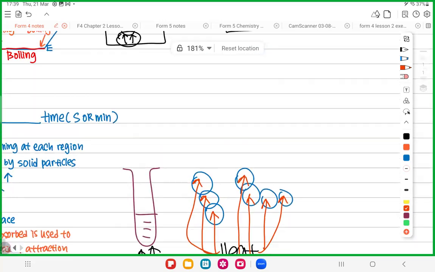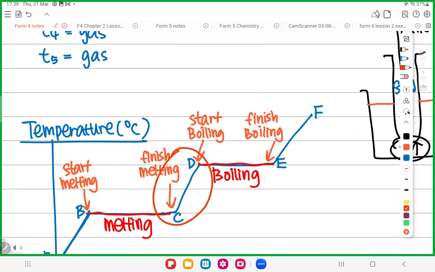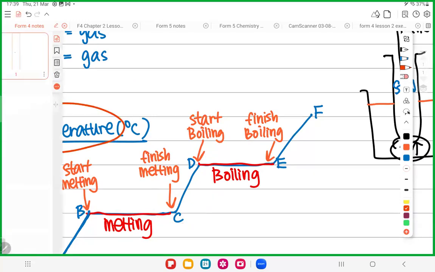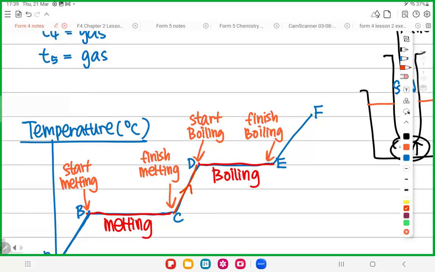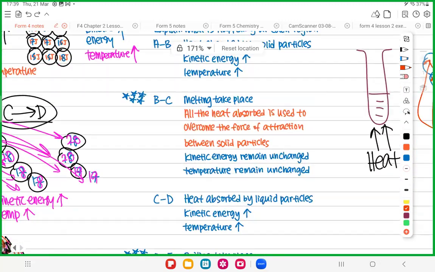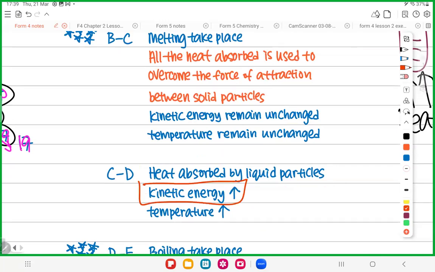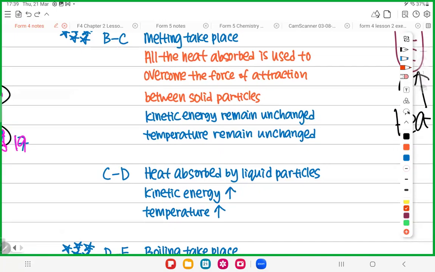That's why you all can see from here, process C to D, that the temperature keeps increasing again, goes up again. That is what happened. Why? Your liquid is absorbing the heat. When liquid absorbs the heat, the liquid gets more and more kinetic energy. When the liquid gets more and more energy, the liquid temperature increases. Okay? So the idea is very simple.